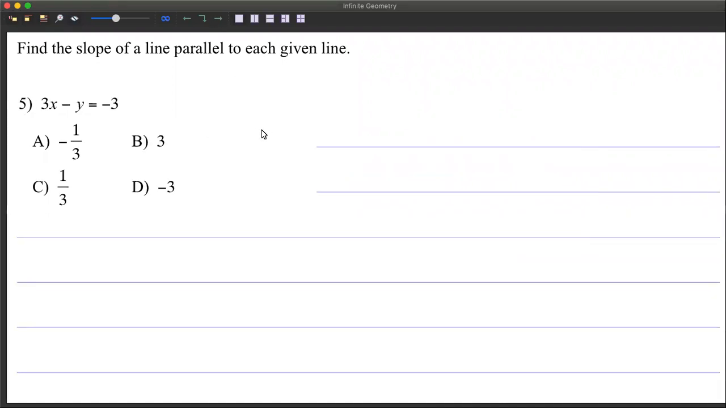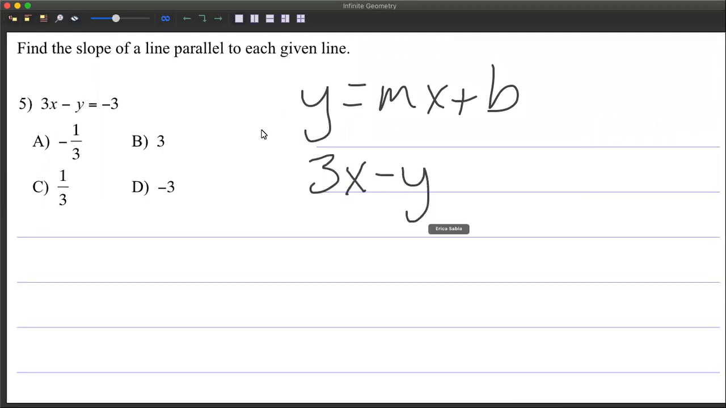All right, now this one, we hit a snag. I don't know what the slope of this thing is because it's not in y equals mx plus b form. I have to get it so that it is. All right, so it won't be that difficult. I'm just going to take this and I'm going to rewrite it. So I got to move the 3x over.